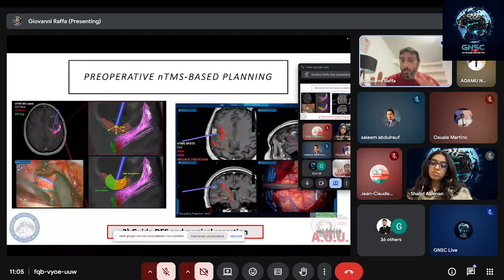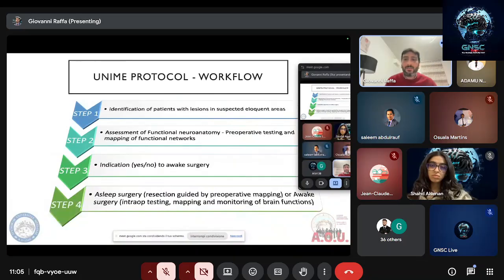But if we are aware of what we are doing in the OR just before entering the OR, we can be more confident, we can have a faster and safer intraoperative mapping and monitoring, and that can result in an increased extent of resection and a reduced occurrence of postoperative motor deficits. So this is the workflow that I follow in my clinic every day.